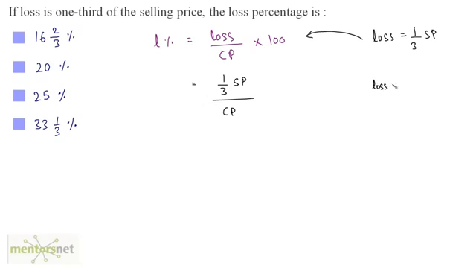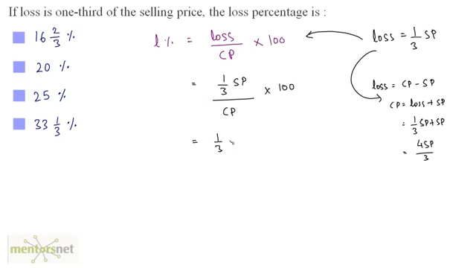Well, loss is again equal to the cost price minus the selling price. So cost price is equal to loss plus selling price. But loss is 1/3 of SP. So cost price is 1/3 of SP plus SP. So what I have is 4 selling price upon 3. So cost price is 4/3 SP. So I have 1/3 SP divided by 4/3 SP times 100. So this selling price gets cancelled out. This and this get cancelled out. So this is equal to 100/4, and that is equal to 25%. So we have our right option as option C.